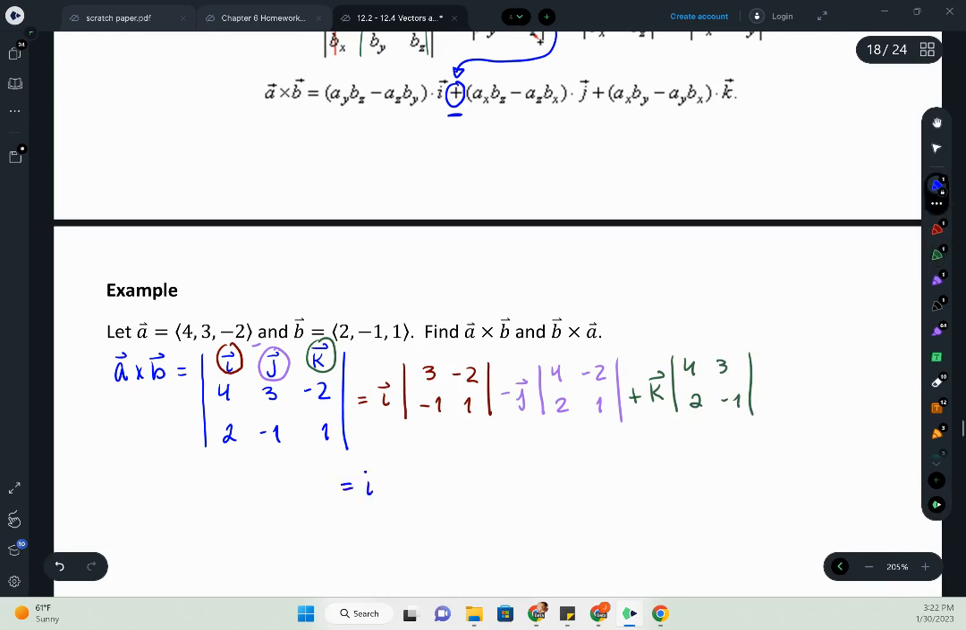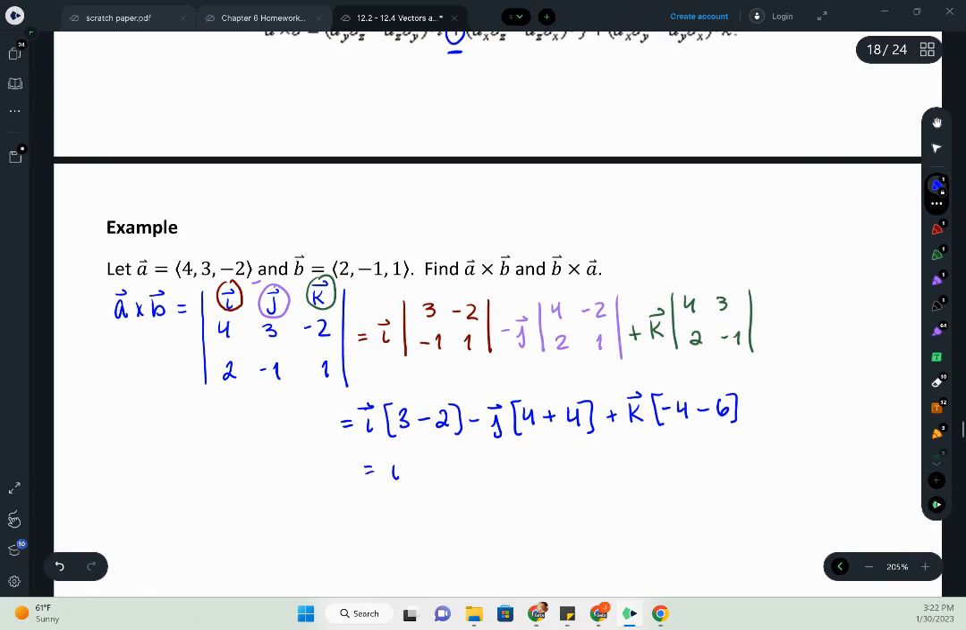Okay, so this is going to give me i hat times 3 minus 2, minus j hat times 4 minus a negative, which will be plus 4, plus k hat, and then here we're going to have minus 4 minus 6. Okay, simplifying this just a little bit, we get i hat minus 8 j hat minus 10 k hat.